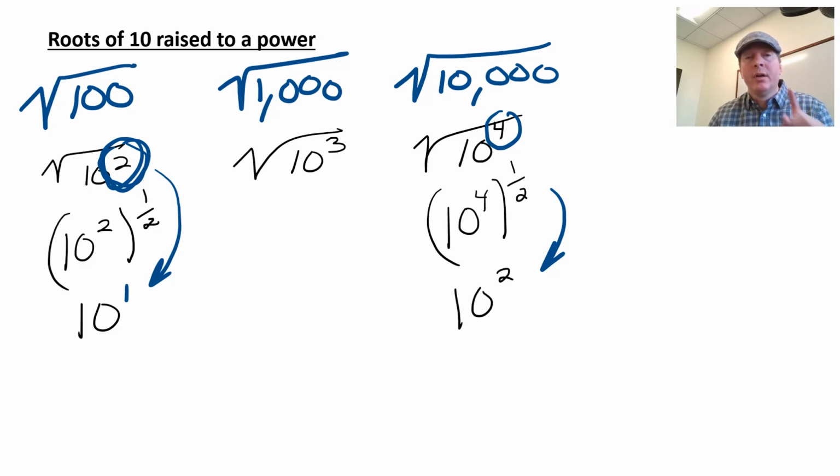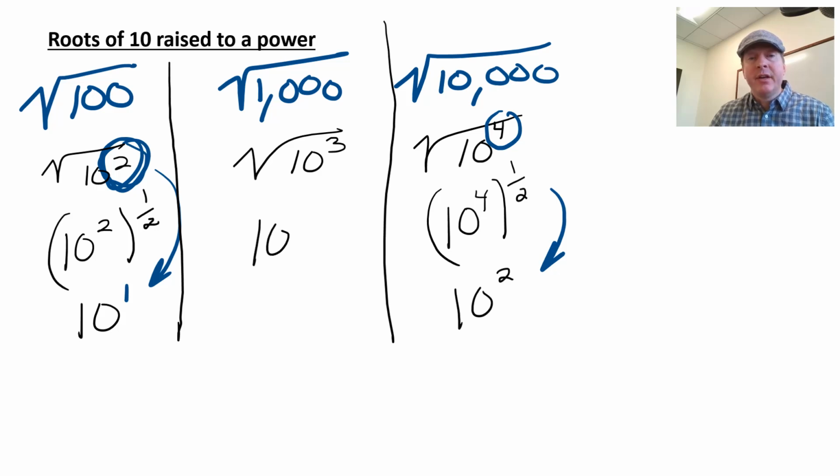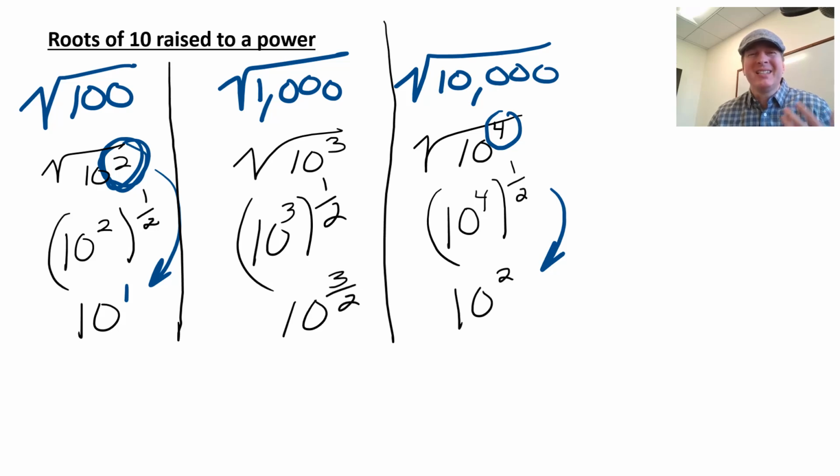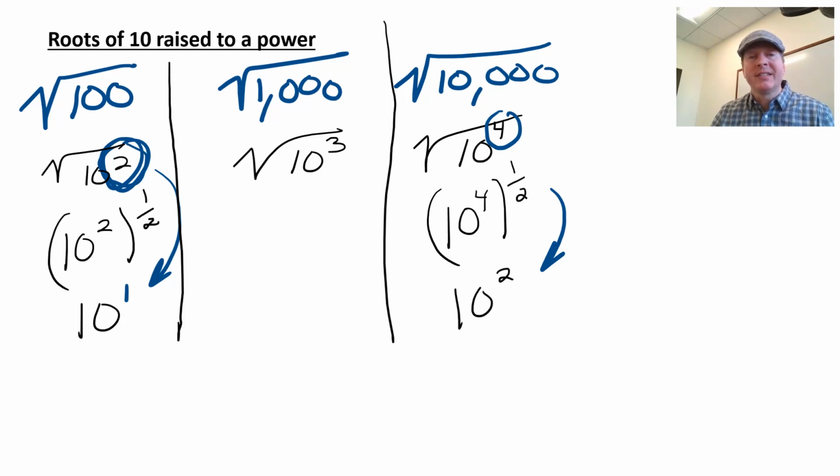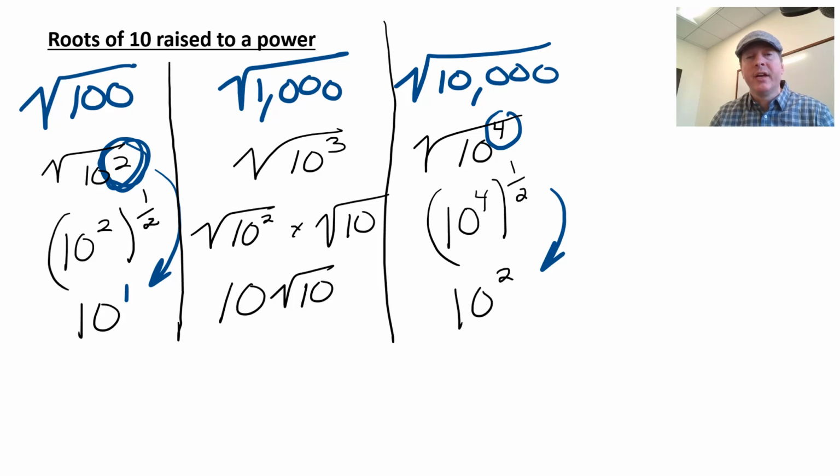Now, that's all well and good, but how about the square root of 10 cubed? Well, if I write this as 10 cubed raised to the power of 1/2, I have what? I have 10 to the 3/2, but that's kind of ugly. That doesn't seem to be very helpful. There's another way you want to write it. The square root of 10 cubed is the same thing as the square root of 10 squared times the square root of 10, which is what? The square root of 10 squared is simply 10. So 10 times the square root of 10.